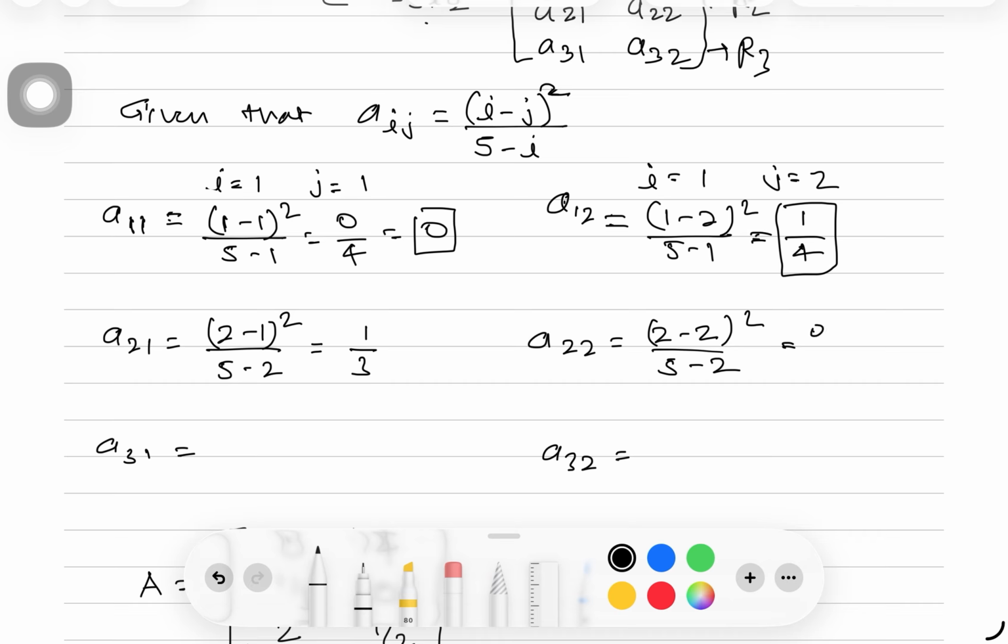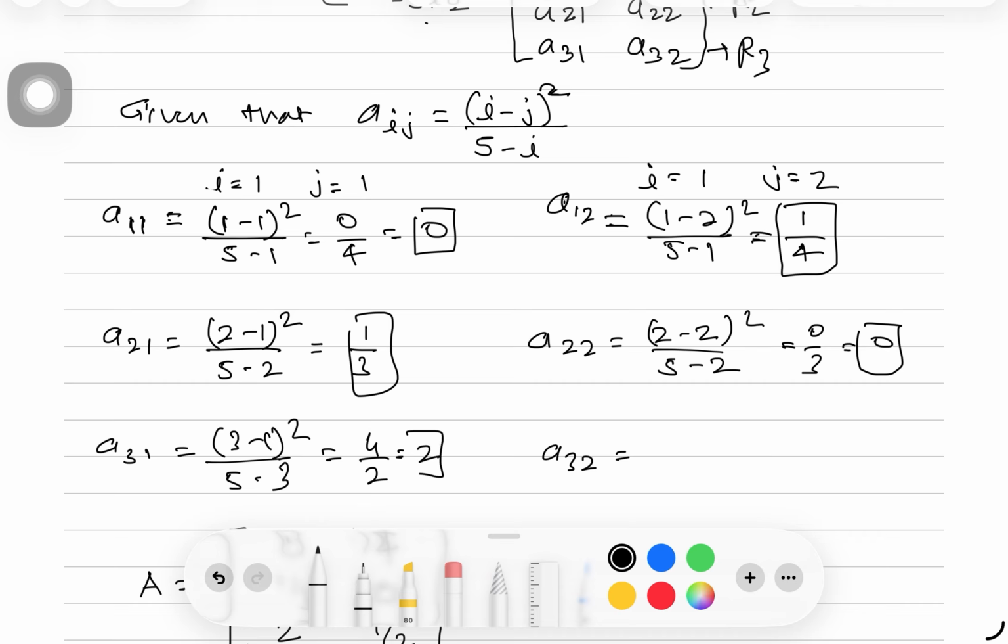That is 0 upon 3, that is equal to 0. Next, A of 3, 1: that is (3 minus 1) whole square upon pi minus 3, that is equal to 4 by 2.